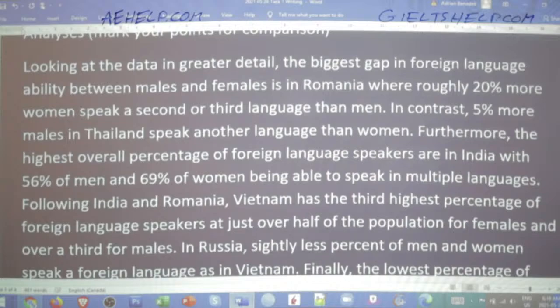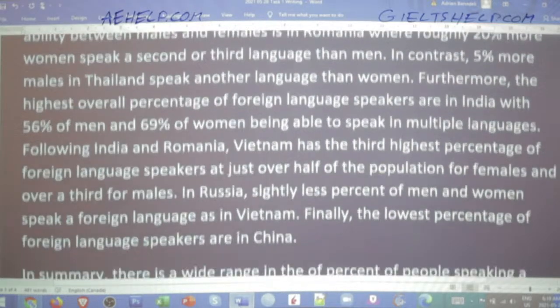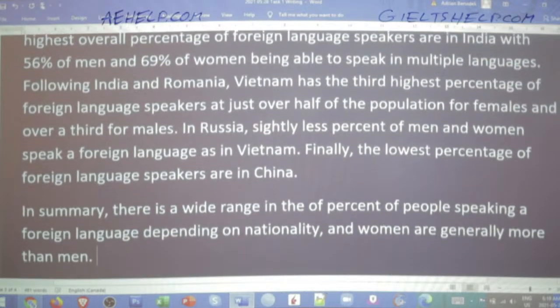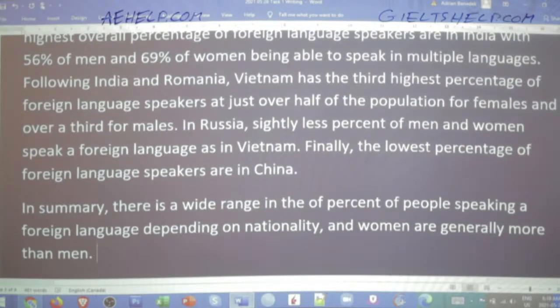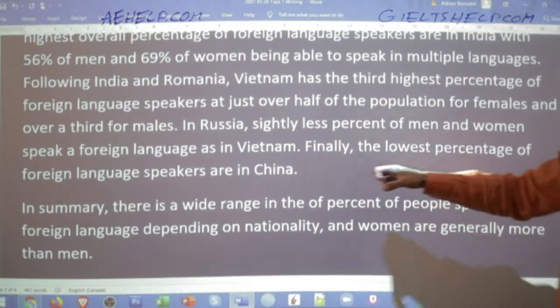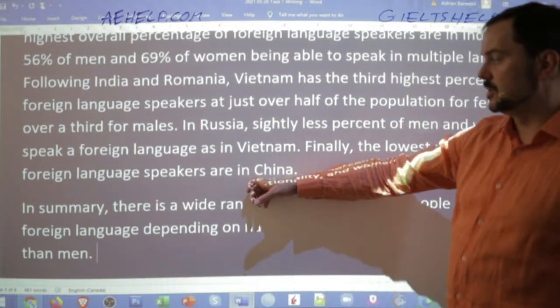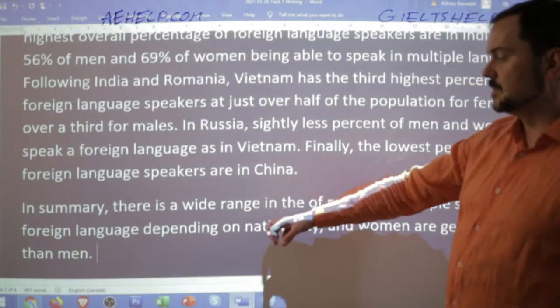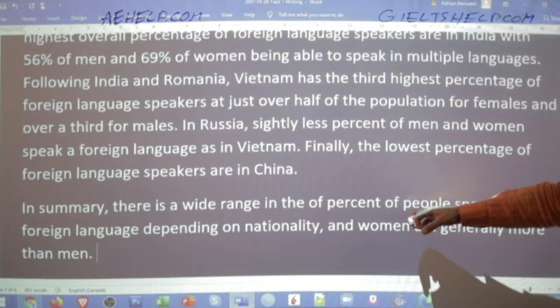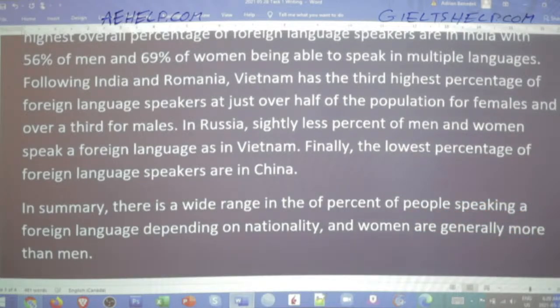Following India and Romania, Vietnam has the 3rd highest percentage of foreign language speakers at just over half of the population for females and over a third for males. In Russia, slightly less percent of men and women speak a foreign language, as in Vietnam. Finally, the lowest percentage of foreign language speakers are in China. In summary, there's a wide range in the percentage of people speaking a foreign language depending on nationality, and women are generally more than men.